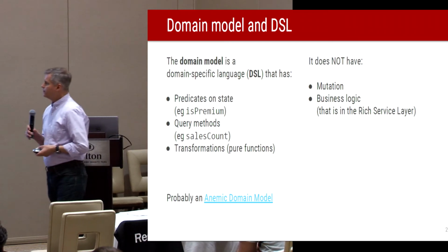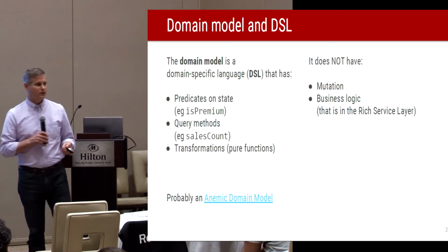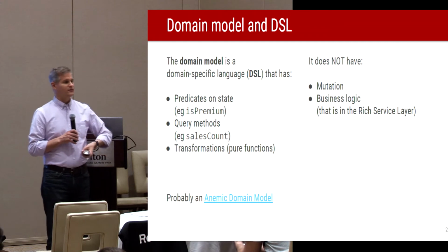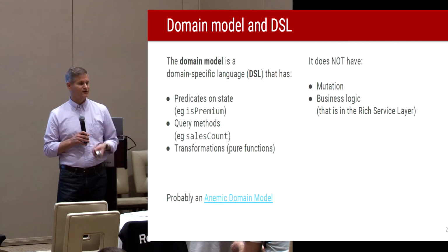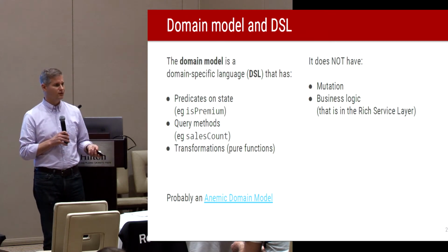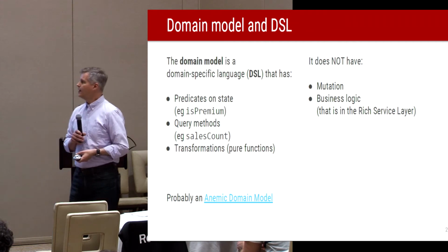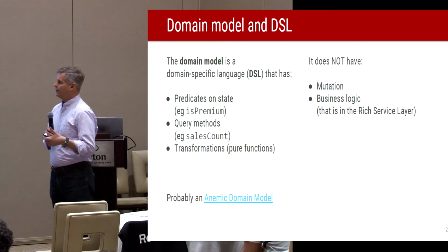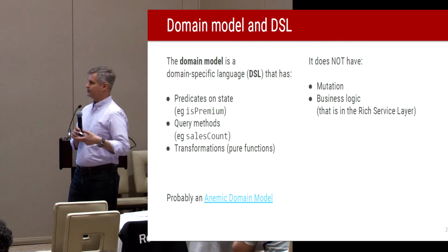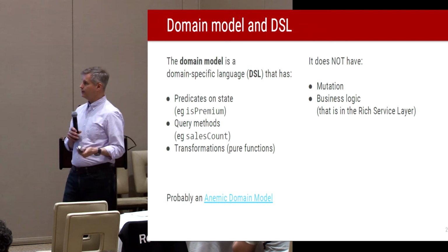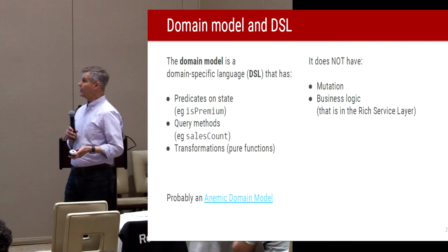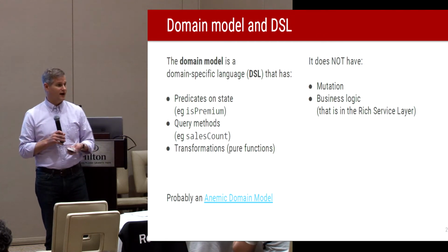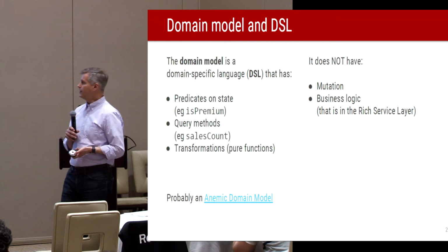So in some ways, what I've been describing to you is old hat. You're like, I've seen this stuff in OO programs, but notice that there's some spin on it that's a little bit different. The objects are immutable, and we're talking about building up a DSL. Our DSL has, for those domain objects like customer and so forth, predicates on the state that return things like true or false about is it premium. We have some query methods we saw like sales count, okay? And then we might have transformations.